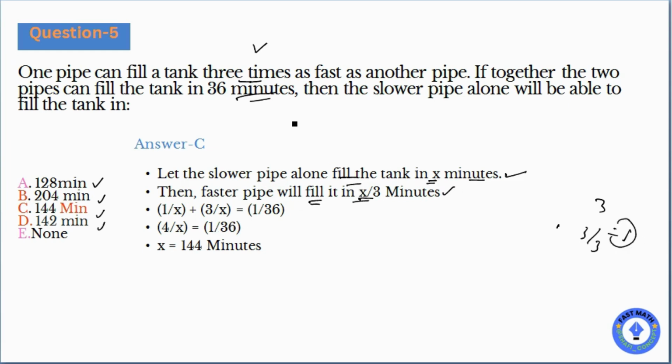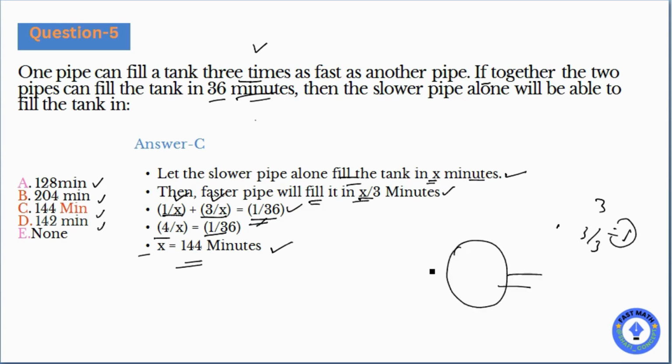As per the problem, if both pipes are together filling the tank, the time is 36. That's why we will take it as within 1 hour, 1 by 6 for the first pipe, the second pipe is 3 by x, and it is equivalent to the reciprocal of 36. What will be? It is 4 by 6 is equivalent to 1 by 36. Ultimately x will be 144 minutes. That means the slower pipe only opened in this case.